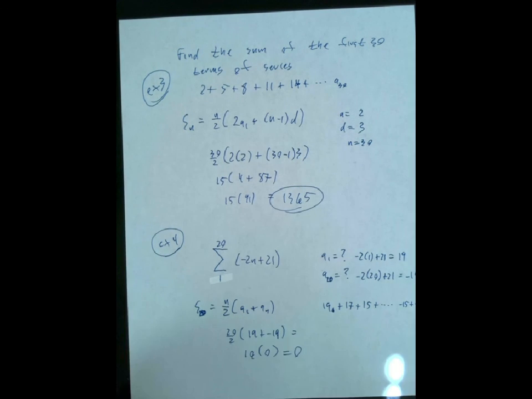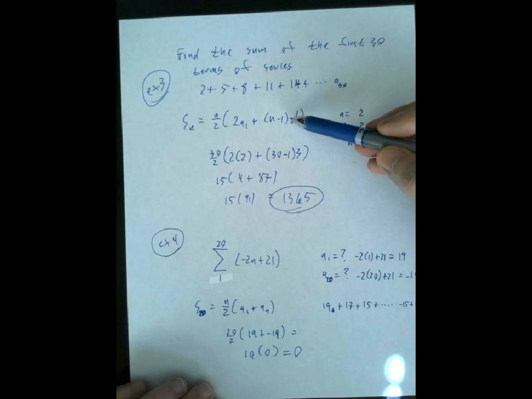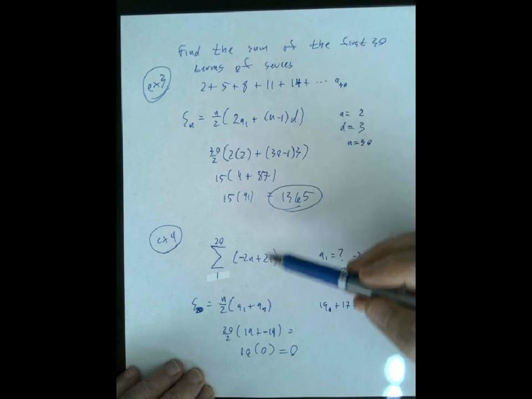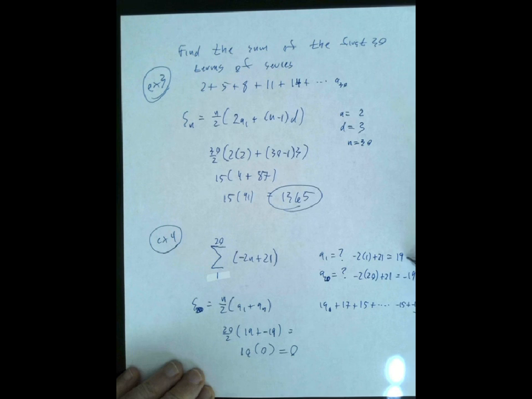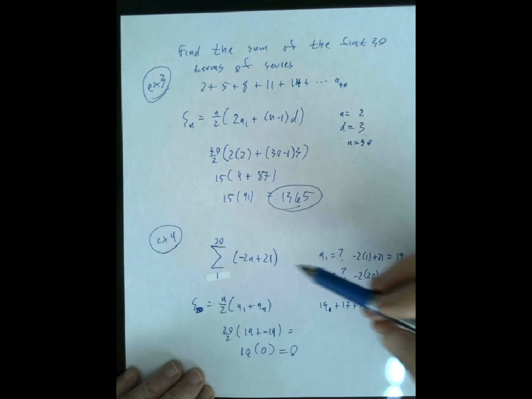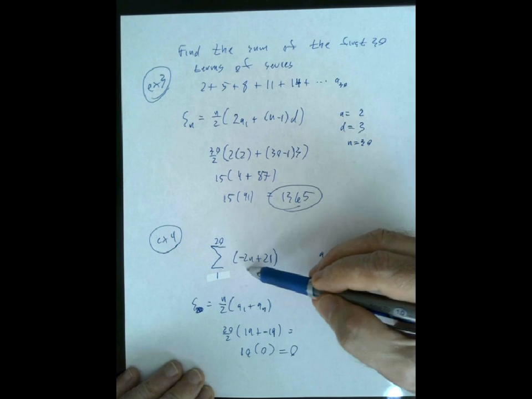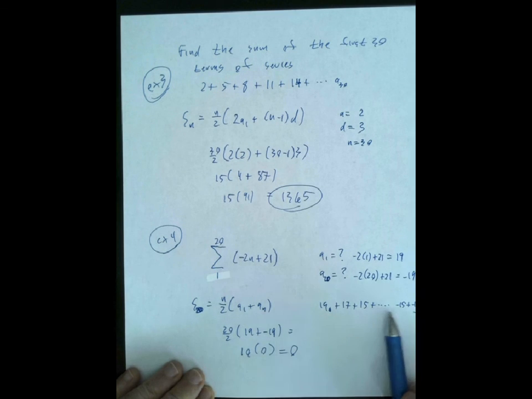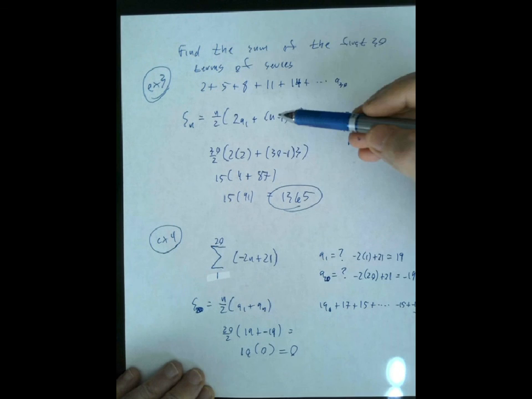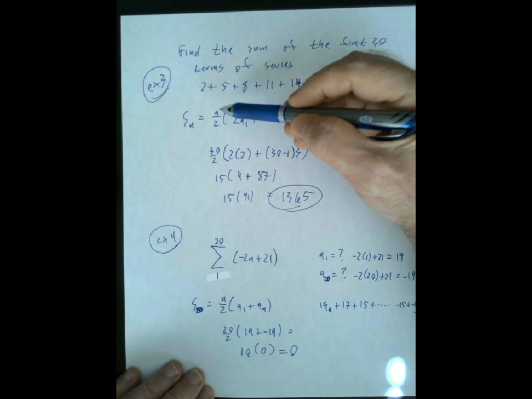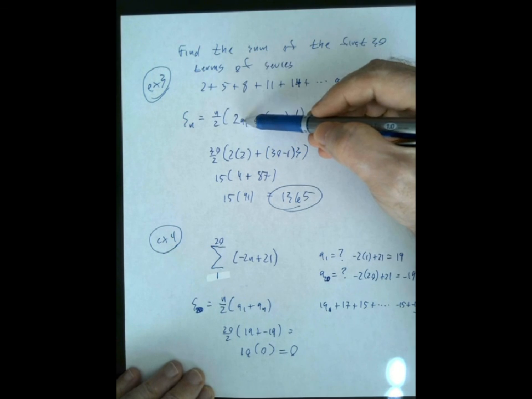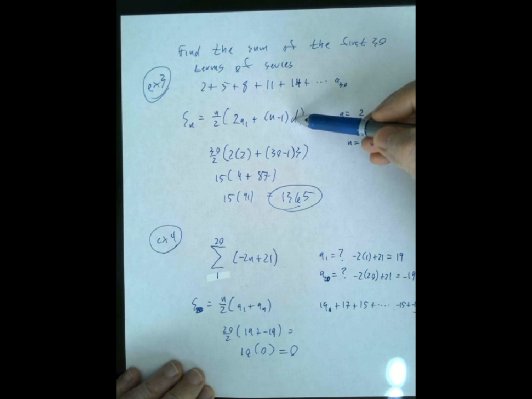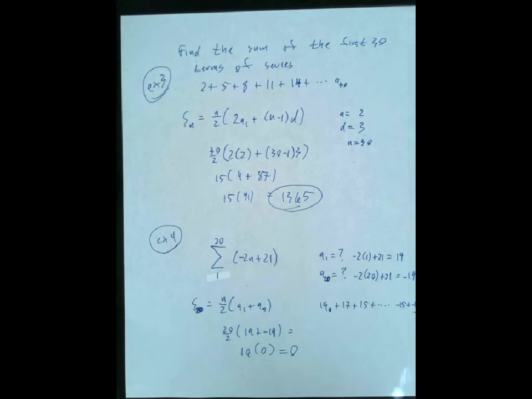We could also have used, by the way, this formula here, because we can see that the first term in the series is 19, and this negative 2 here represents the common difference. As you can see, we're counting down by 2 every time, so we could use this equation here with n equal to 20, a sub 1 equal to 19, and d equal to negative 2, and we still would have gotten 0. Okay? All right, very good.